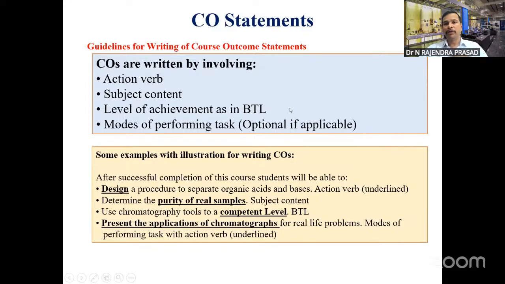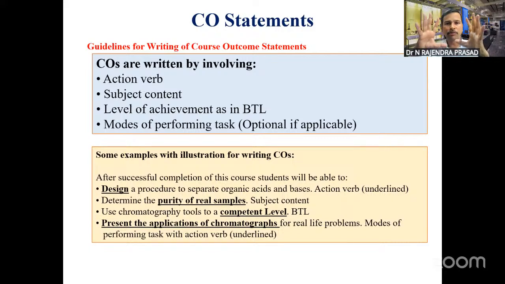Okay. So with this OBE framework, let me move on to give certain training to all of you about how to write the CO statements in a curriculum for a particular course. As you know, a CO statement is a statement which describes the competency acquired by the student after successful completion of the study of that course. What is that successful completion of the study of that course? Passing that in the examination.